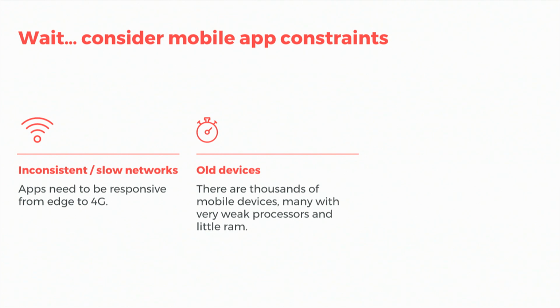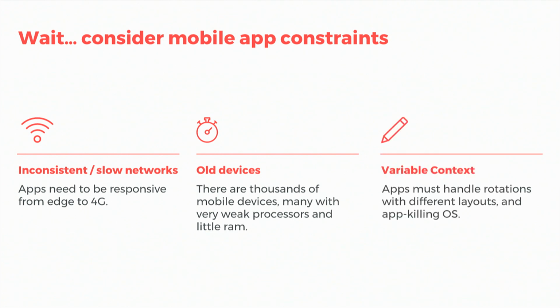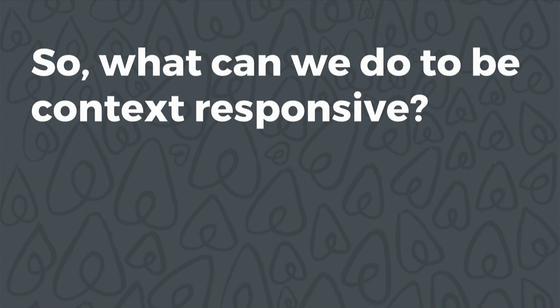Similarly, there's a lot of people with old devices that don't have much memory. This is important with the last constraint, which is you're going to be running in a lot of variable contexts. Apps need to be able to handle rotations, which might load a different layout. Because there's low memory on mobile phones, the operating system might actually come and kill your app, even if the user just backgrounded it for a few seconds. But users expect, when they come back, to have all the information fast and ready. So what can we do to create context responsiveness?